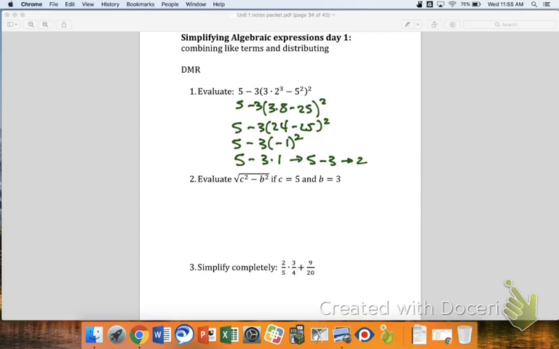Number 2, we've seen this before. Square root of blank parentheses squared minus blank parentheses squared. That's what we do when we're trying to evaluate an algebraic expression. And then we drop in the appropriate numbers. So the 5 goes here and the 3 goes there.